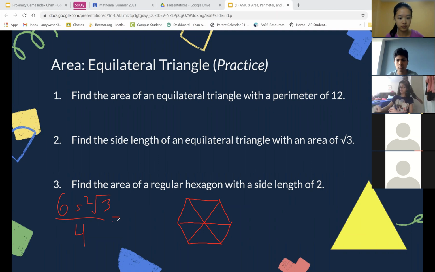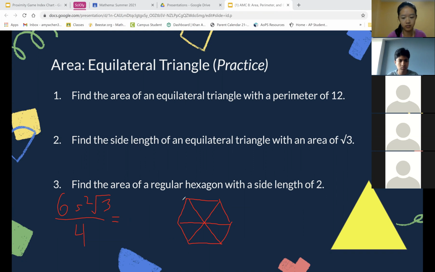Okay, so the area of a regular hexagon with a side length of 2, which means every side is 2, and that's the base of every equilateral triangle. So we would do 2 squared radical 3 divided by 4, which would be 4 square root 3 divided by 4, which would be 6 times square root 3, and that's it. Yeah, that's great. You explained perfectly. So the hexagon is actually made up of just 6 equilateral triangles, and that is very helpful.